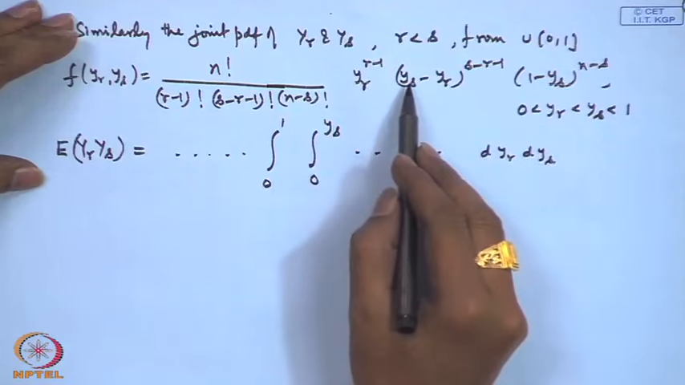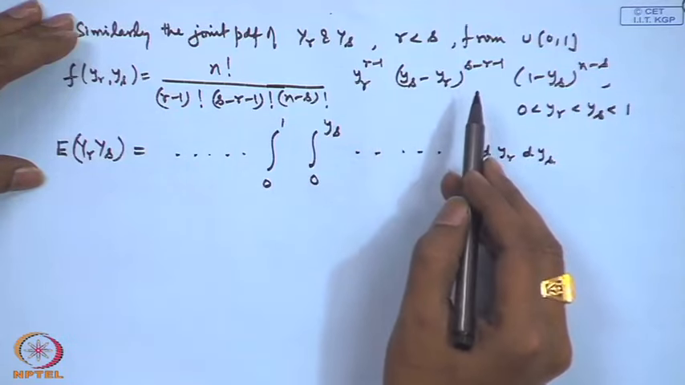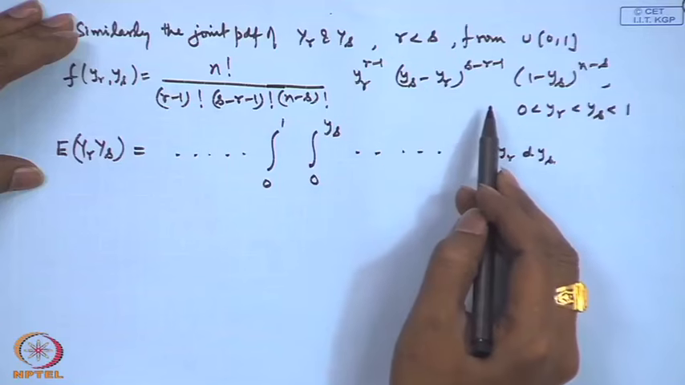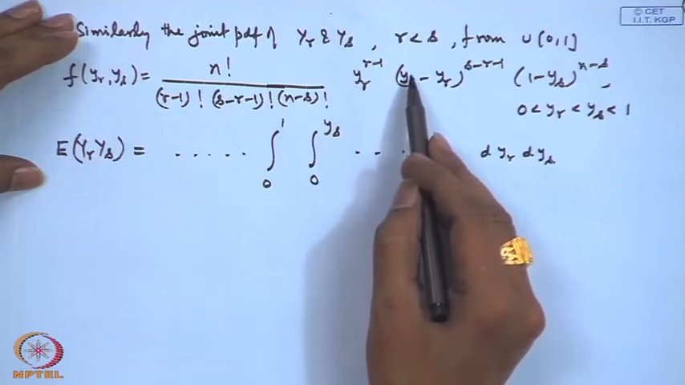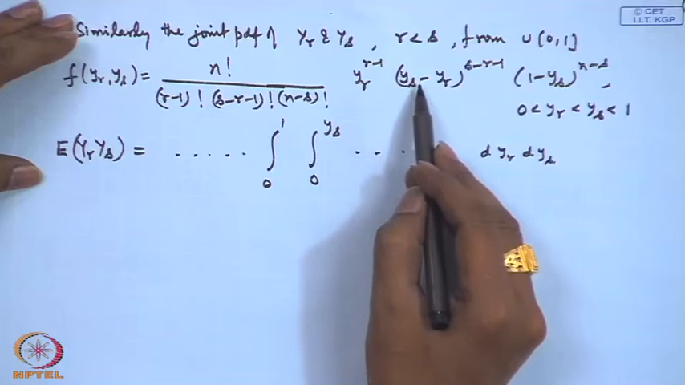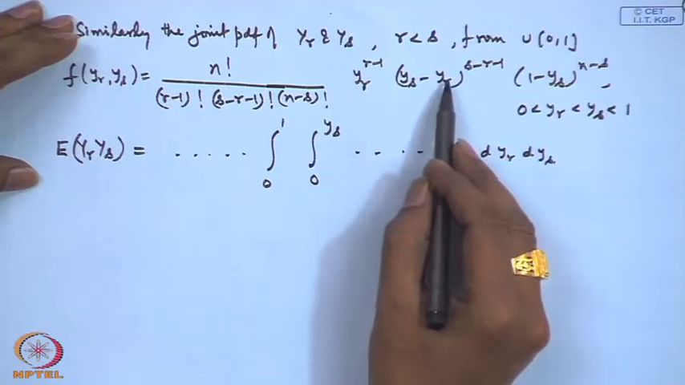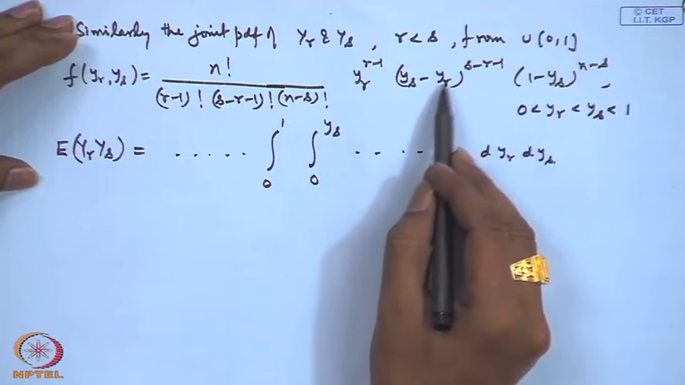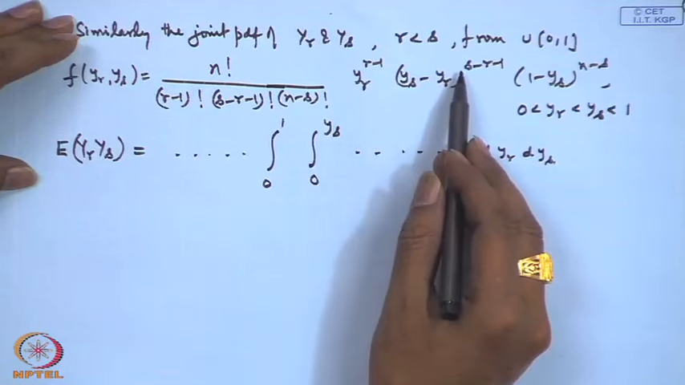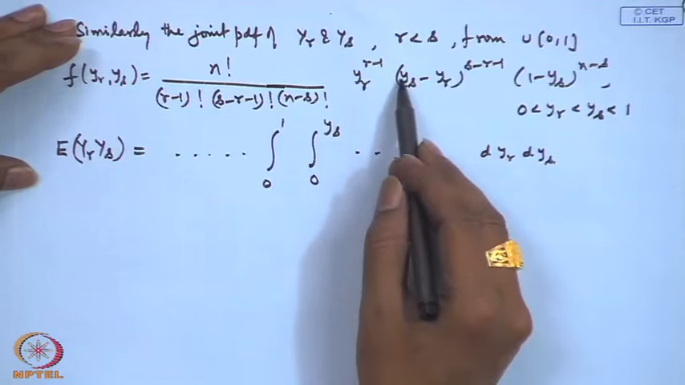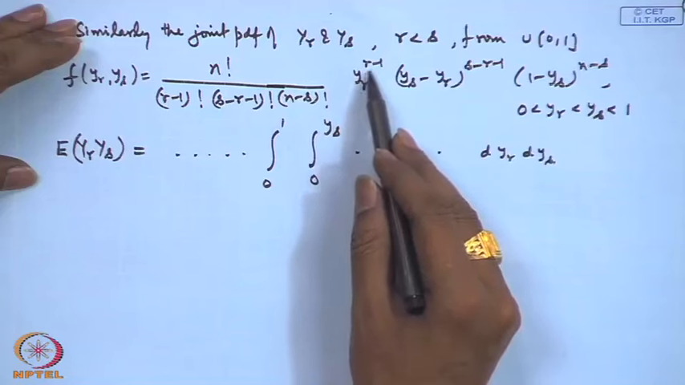In the first one you make the transformation y s minus y r is equal to something, or basically you make y r equal to t times y s. Then that thing will come out, you will get 1 minus t to the power something, and here it will become t to the power something.